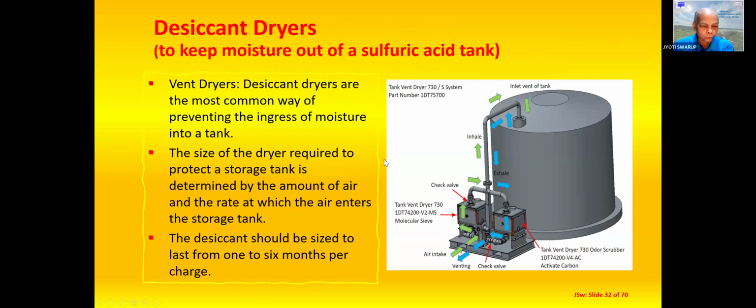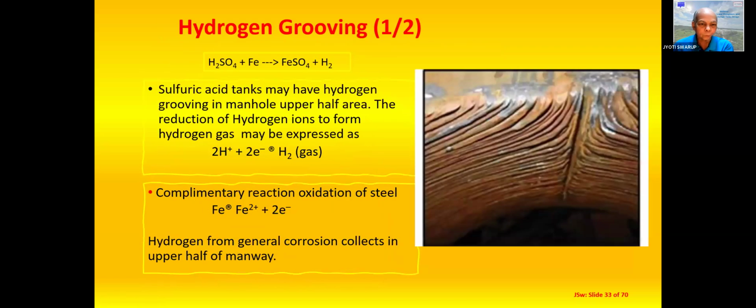The size of the dryer required to protect the tank is determined by the amount of air and the rate at which air enters the storage tank, and the desiccant should be sized to last from 1 to 6 months per charge. So every time you empty the tank, the moist air will get inside, and that moist air is dried. Similarly, when you load the tank, the air with acid vapor will be absorbed by the dryer. So the desiccant dryer will work both ways, for air going in and out.